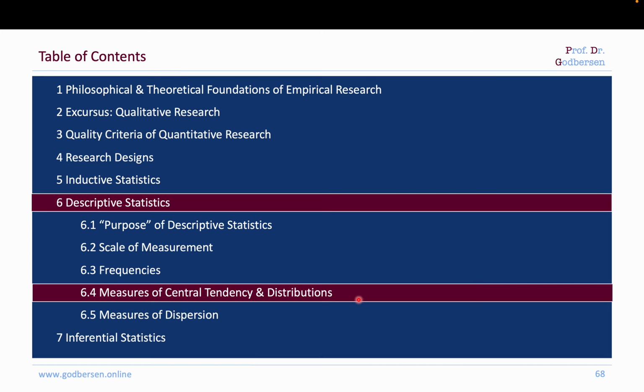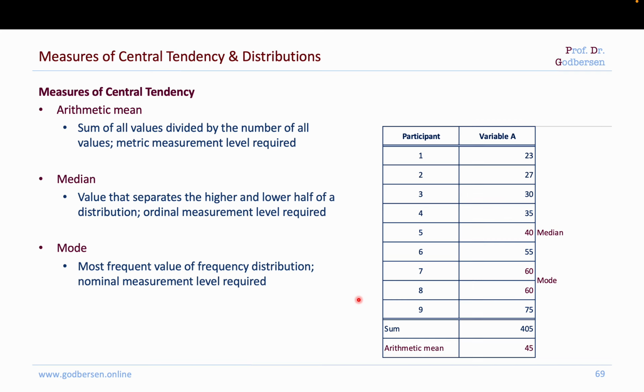Let's come to the measures of central tendency, and also I would like to deal with distributions here. You have three main measures of central tendency: the arithmetic mean, the median, and the mode. The arithmetic mean is simply the sum of all values divided by the number of observations, or the number of values. Here you need a metric scale of measurement. That will not work with an ordinal or nominal scale.